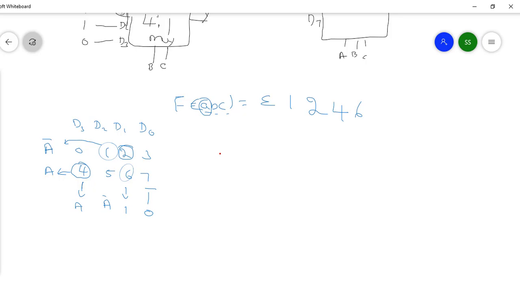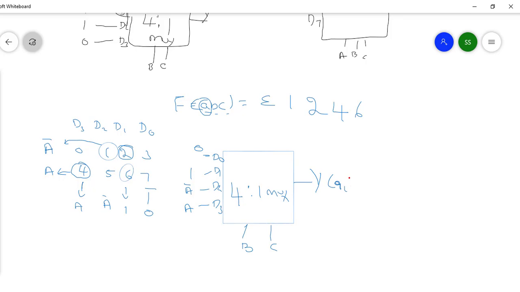So your diagram looks something like this. So we are converting into 4 is to 1 mux. So B and C are your select lines. So it looks like, first you have D0, right? D0, D1, D2, D3. So D0 is 0, so you are not giving anything. D1 is 1, D2 is A bar, and D3 is A. Okay, and this is Y, f of ABC.